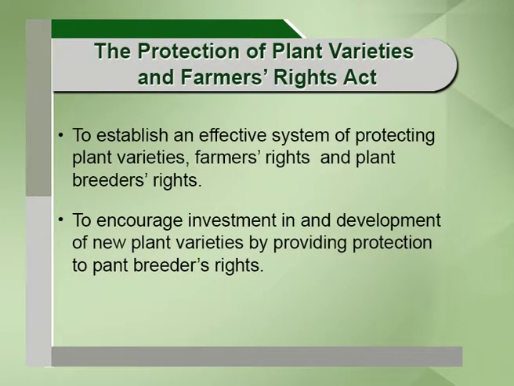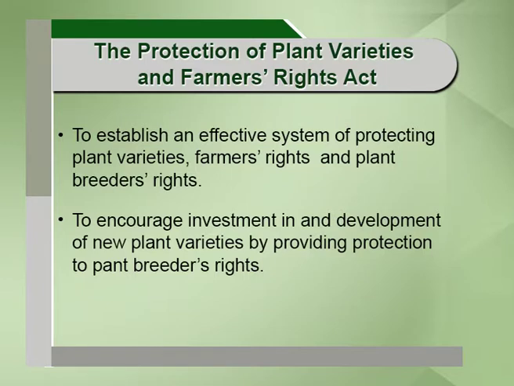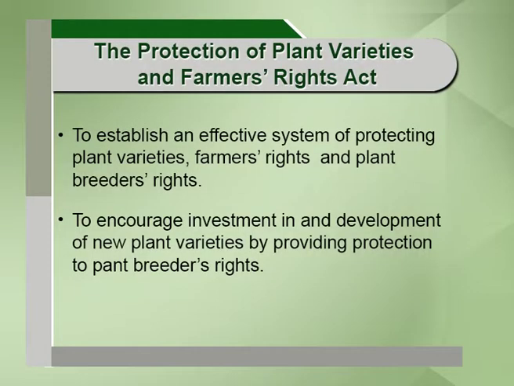And next we will move on to the Protection of Plant Varieties and Farmers' Rights Act. There are two main themes under this act. What are the main activities for this act? To establish an effective system of protecting plant varieties, farmers' rights as well as plant breeders' rights, and to encourage investment in and development of new plant varieties by providing protection to plant breeders' rights.